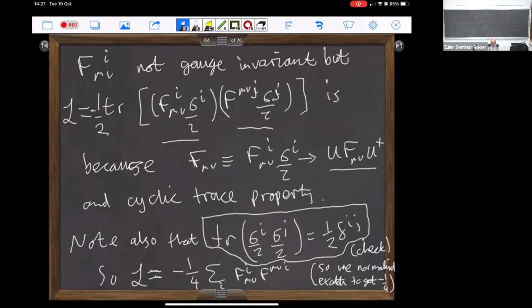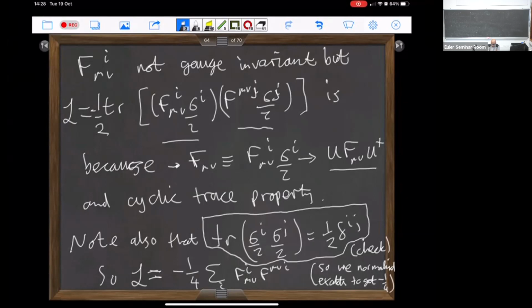Now, because we already know the transformation law, F mu nu transforms in the adjoint representation. So the individual F mu nu i's are clearly not gauge invariant because they carry an SU2 index i. But the trace of their Lorentz invariant products is gauge invariant, and we use that to construct the kinetic terms.